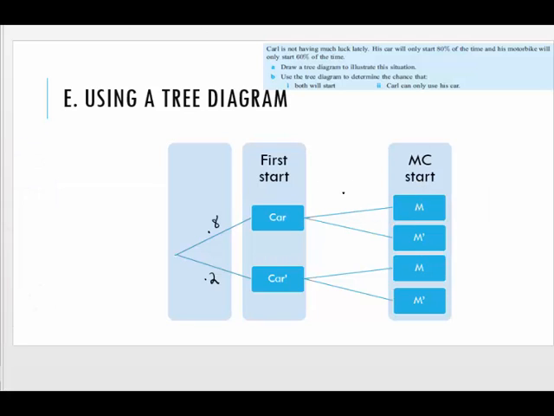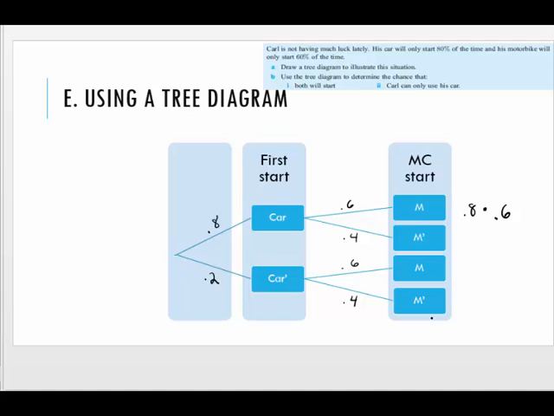So we have to figure out exactly what the probability is for those. Well, it said 60% of the time, so we say 0.6 it starts, 0.4 it doesn't. Each one of these is independent of each other, but we have to calculate the probabilities. For this probability right here, it would be the car starting and the motorcycle starting. What is the probability of both of those starting? Well, we take 0.8 and multiply it by 0.6.